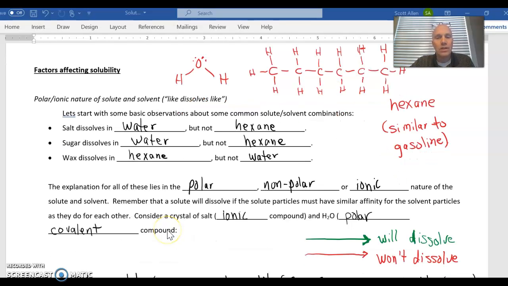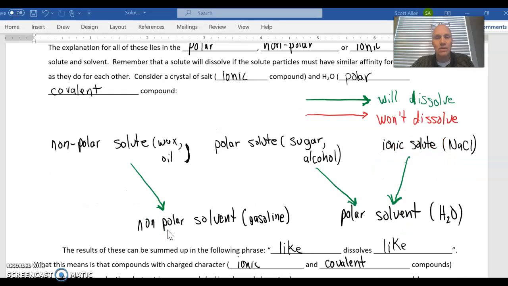So to show this, I'm going to break this down. On top here, I've got the 3 possible solute categories. We've got a non-polar solute; examples would be wax or oil. We've got a polar solute; examples would be things like sugar or alcohol. And then we've got an ionic solute; an example would be sodium chloride, just salt. And on the bottom, we've got 2 different types of solvents. We've got a non-polar solvent. We're just going to say gasoline as an example.